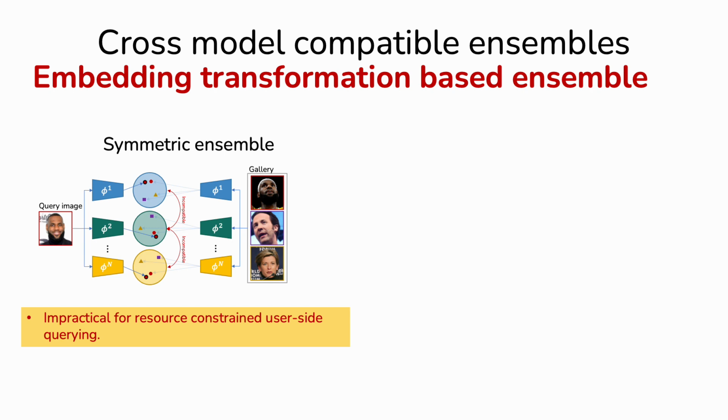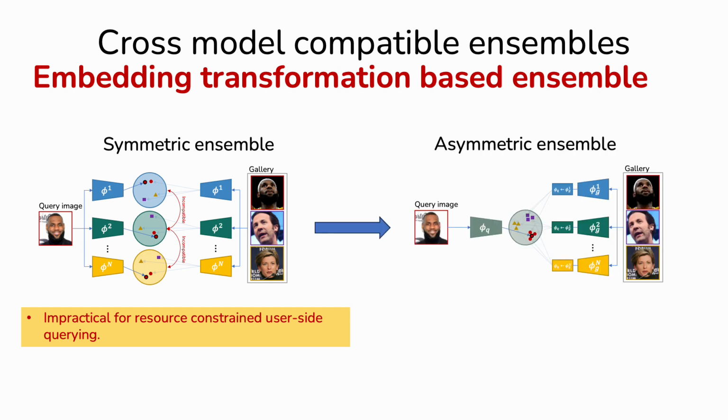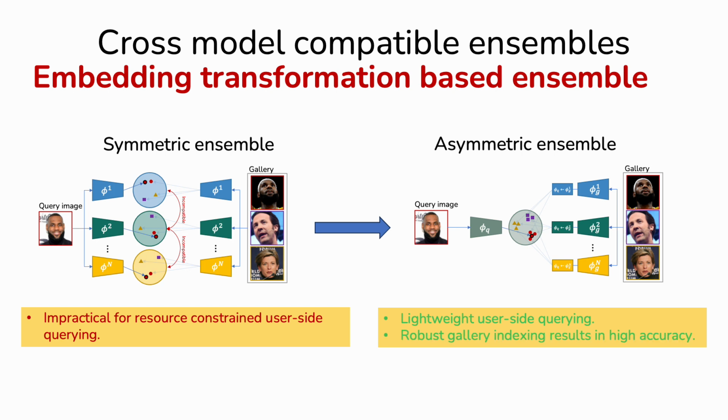Ensembles of models have been extensively used in machine learning to boost accuracy. Unfortunately, a straightforward use of ensembles in a symmetric setting might be impractical, since it requires the query image to be inferred by all models in the ensemble. We suggest to incorporate an asymmetric approach, where multiple gallery models embedding spaces are transformed into the one of the query model. This allows lightweight user-side querying and high system accuracy because of robust gallery indexing.